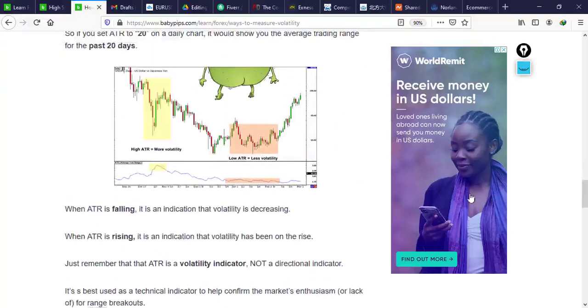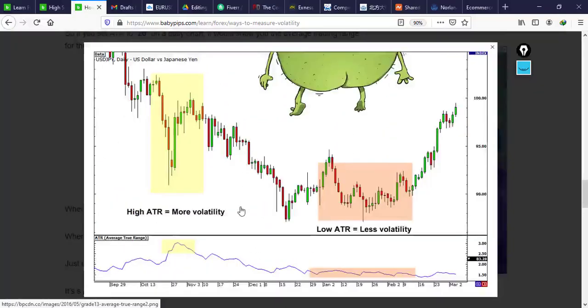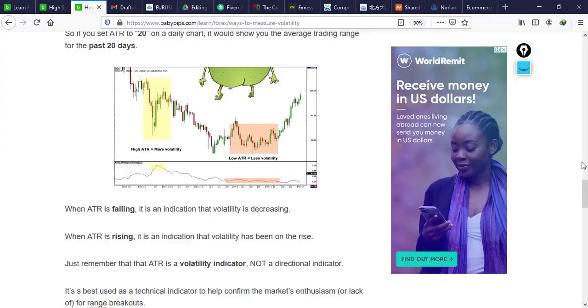Now looking at this example here, you see how the ATR works, and this is the high of the ATR and this is the low of the average true range. Now you see the range. You have to use a triangle or a rectangle to measure the range. This is the highest of the range and this is the lowest of the range. Now when the market breaks above the high of the range or below the low of the range, you know what to do.